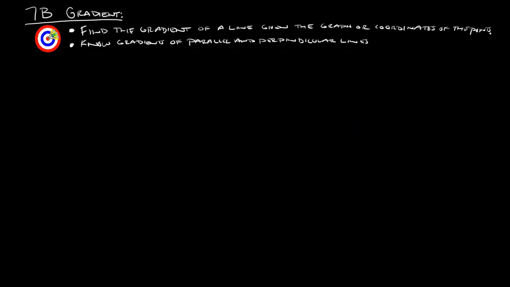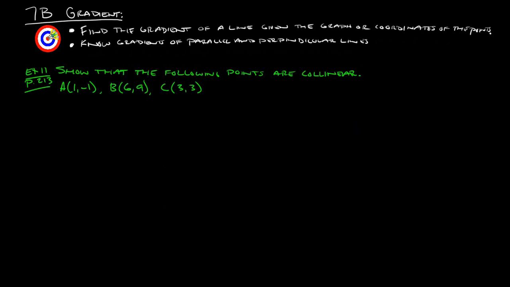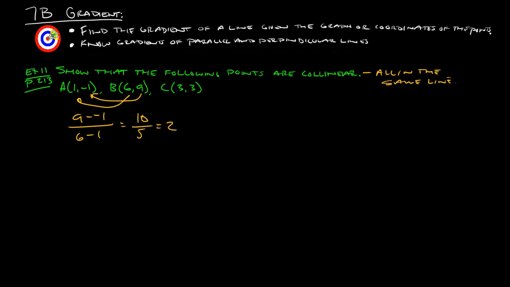Alright, one last example. Show that the following points are collinear. And again, collinear means all in the same line. Okay, so to show that they're all in the same line, as long as we show that the slopes between any two sets of these are the same, then we should be in business. So let's try that. 9 minus negative 1 over 6 minus 1 gives us 9 plus 1 is 10 over 5, which is 2.